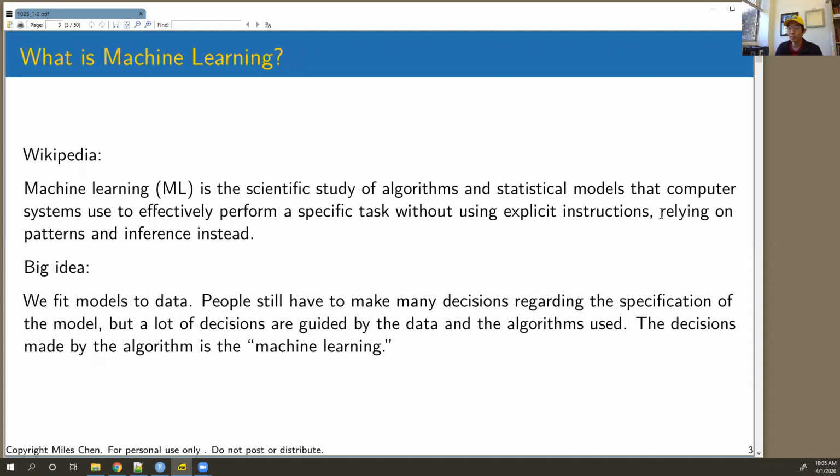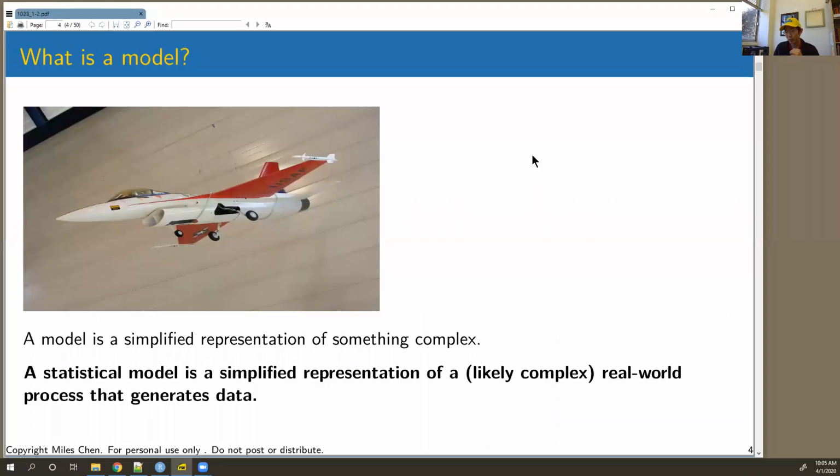Now, it's not magic, all right? You can't just turn off your brain and say, I'm going to throw a neural network at this and have it give me the answers, okay? That's never a good idea. You as a person, researcher, data scientist, will still have to make a lot of decisions, but a lot of the little decisions can be left to the computer and the algorithm.